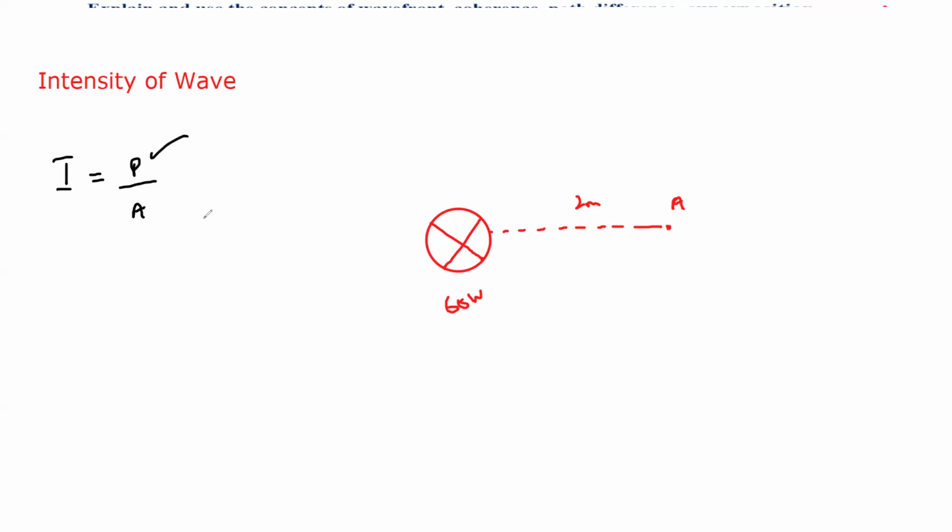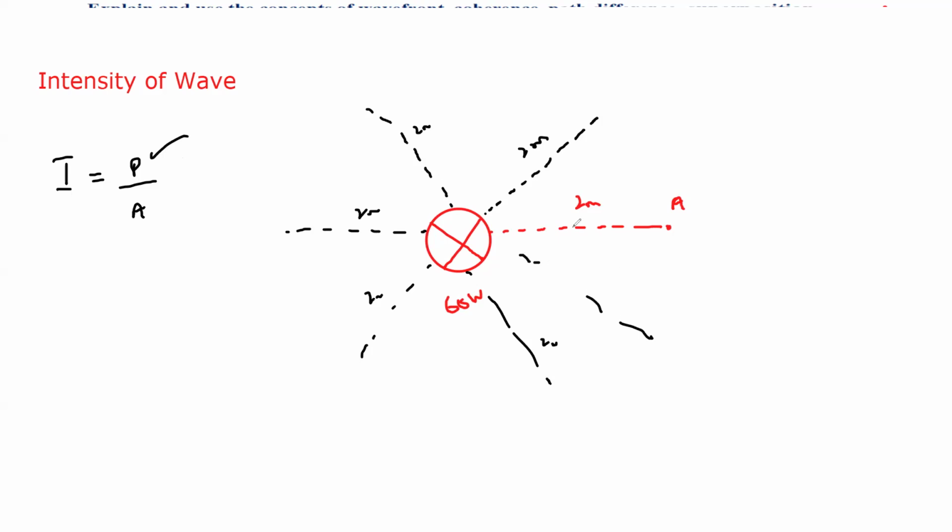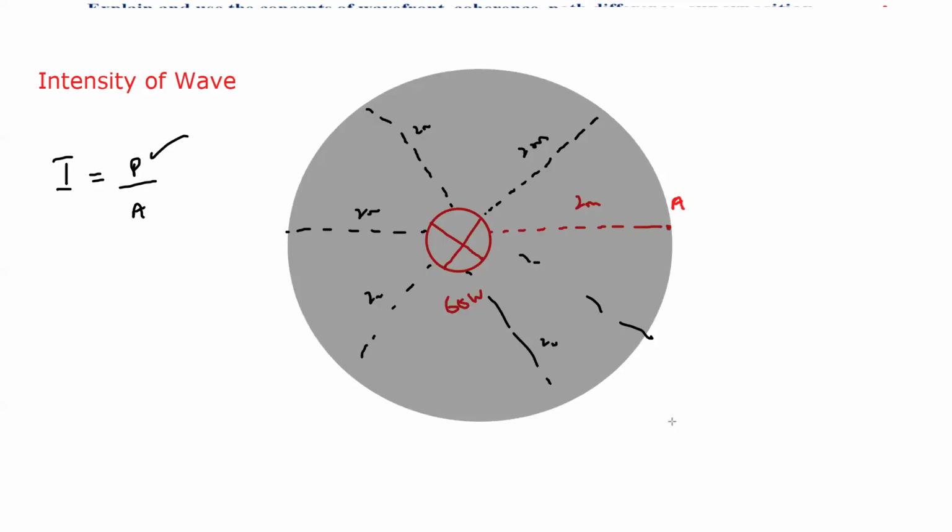We have the power, but intensity is always calculated for an area, not for a specific point. There will be many points which are 2 meters apart from the bulb. When I join all these points, they make a sphere. So I substitute the area of the sphere. Intensity will be power divided by area, and the area of a sphere is 4 pi r square.